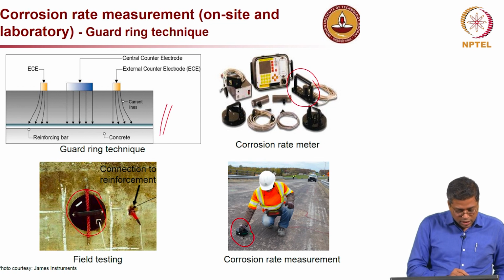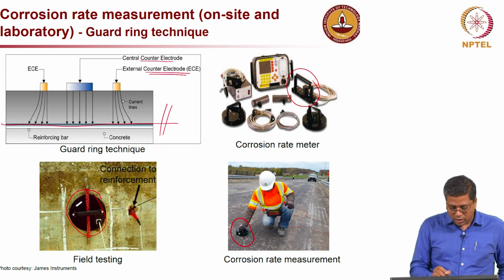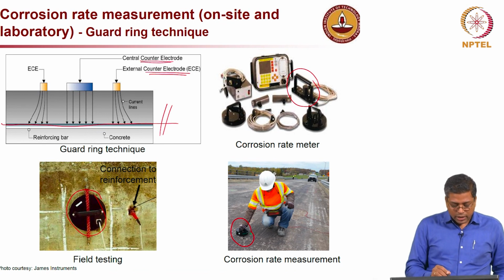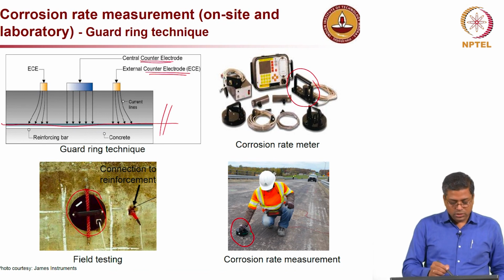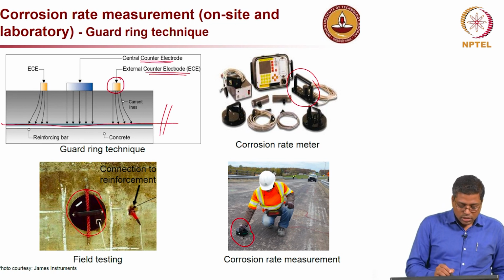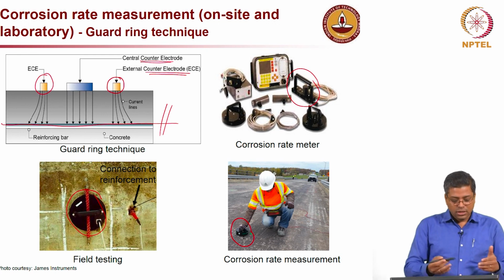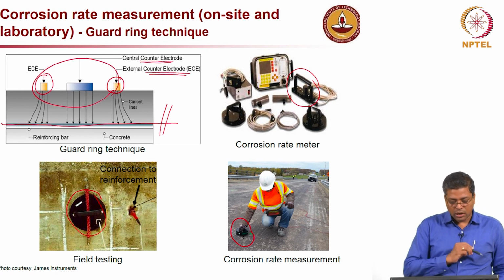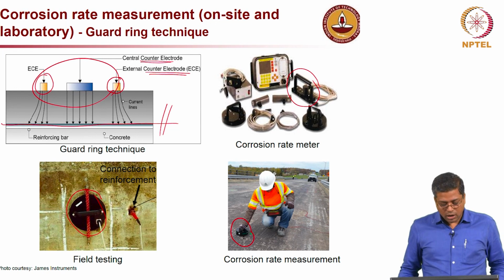You can see here the horizontal rebar, and then you have a counter electrode over here, and another counter electrode, the center counter electrode, and then you take the measurement. This is the circular counter electrode, and both this and this are the same piece. So, it is the circular counter electrode, and then you have another counter electrode at the center, and then you take the measurement and are able to determine the rate of corrosion.